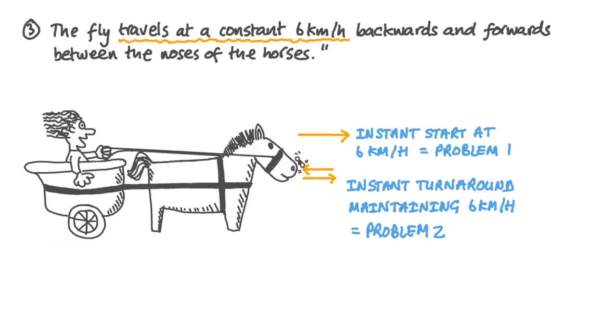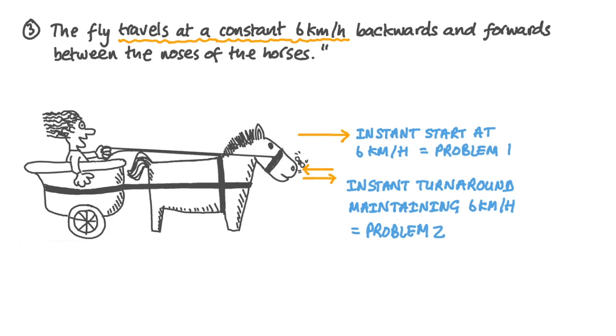Another issue is the instantaneous acceleration from rest to 6 kilometres an hour at the start, and the instantaneous turnaround every time the fly reaches a horse's nose. We've already seen that such magical instant changes of velocity don't happen in the real world, so we'll just make an assumption that the acceleration and deceleration phases are exactly balanced by slight changes to the fly's speed in flight to make sure that its overall average speed is 6 kilometres an hour.